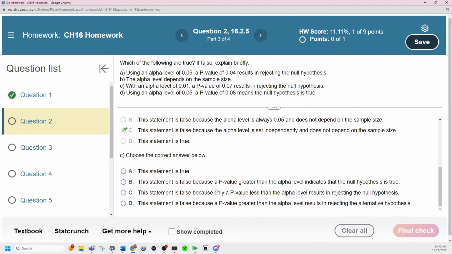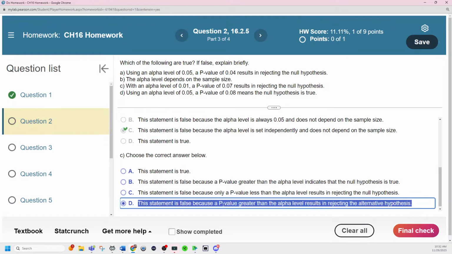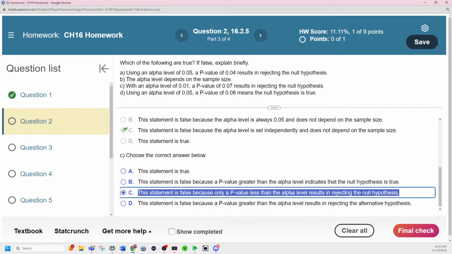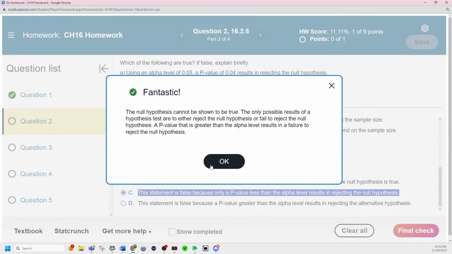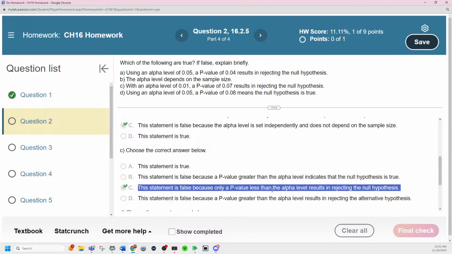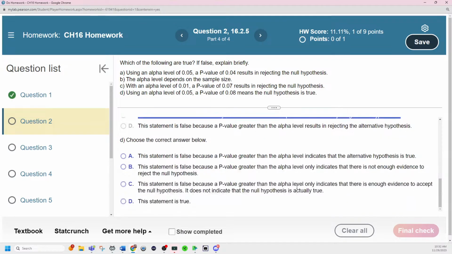A p-value greater than alpha does not indicate the null is true. A p-value greater than alpha results in no rejection. Only a p-value less than alpha results in rejecting the null. Notice how they didn't even say fail to reject. I wish they did, but only a p-value less than alpha results in rejecting the null. At or greater than alpha results in not rejecting.